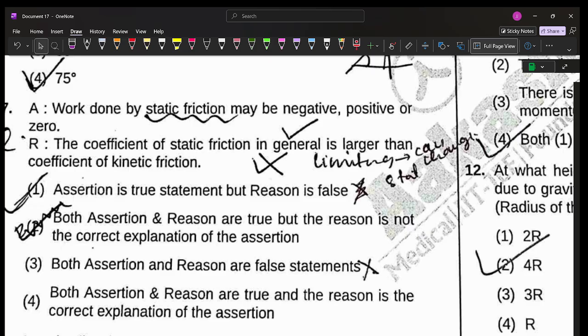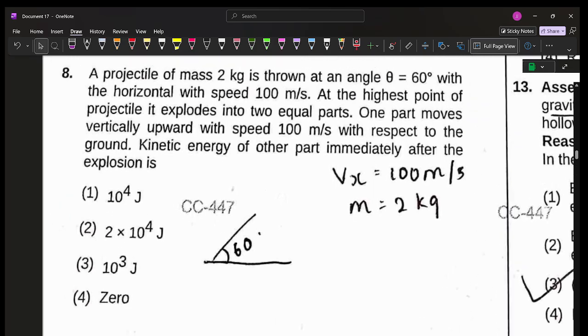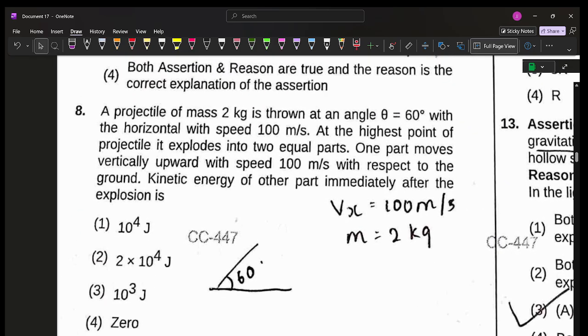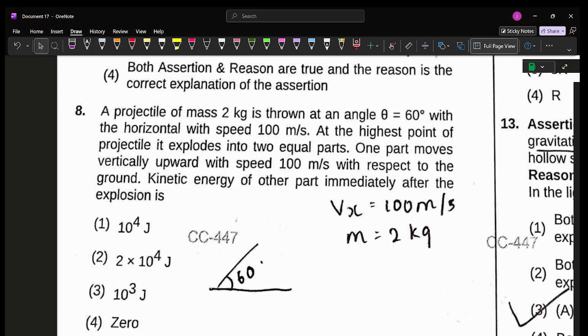Next is a question that I couldn't do. I think I was not even given time for this question. A projectile of mass 2 kg is thrown at an angle theta, which is 60 degrees, with the horizontal with a speed of 100 meters per second. At the highest point, it explodes into two equal parts, one that moves vertically upward with 100 meters per second with respect to the ground. Find the kinetic energy of the other part.